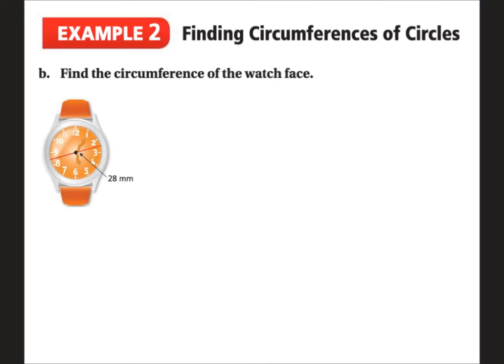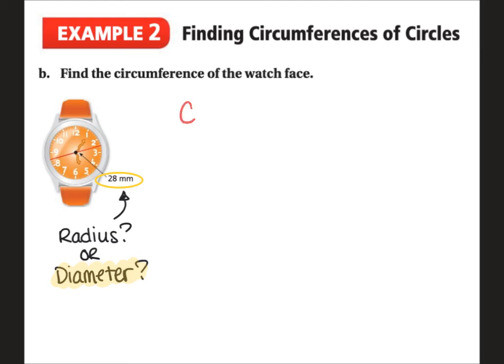In this next example, we're trying to find the circumference of the watch face. And in this picture, we see that we're given the measurement of 28 millimeters. Now, before we can continue, we need to determine, is this given measurement the radius or is this the diameter? Yeah, it's the diameter. So because we're given the diameter, we're going to use the formula C is equal to pi times d. So we're going to write down our formula. I'm going to substitute my d for now 28. So I'm going to have C is equal to pi times 28.